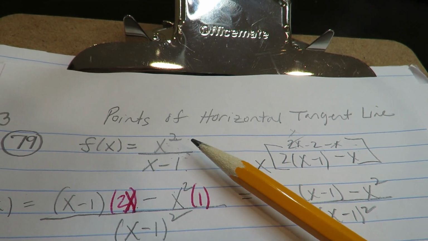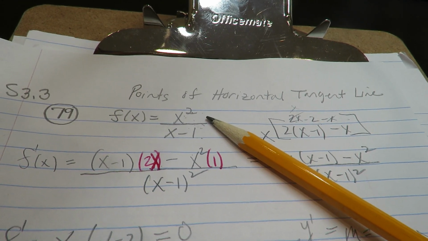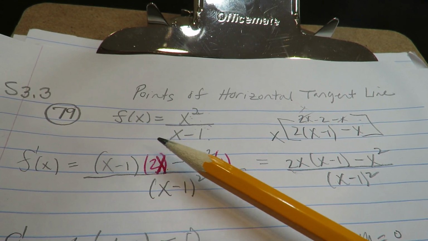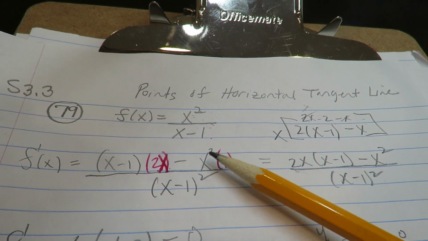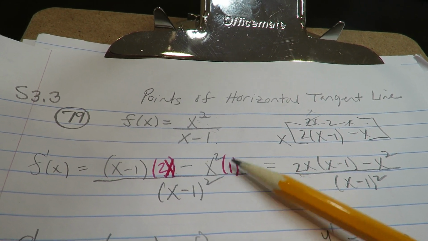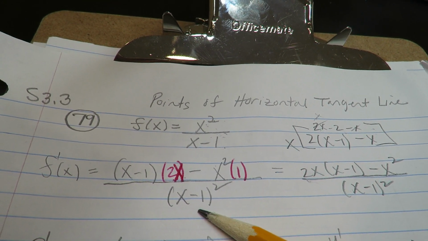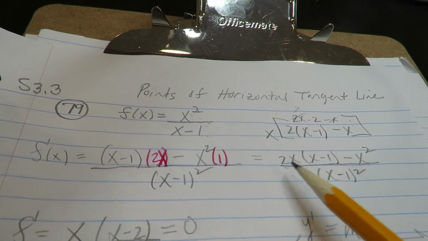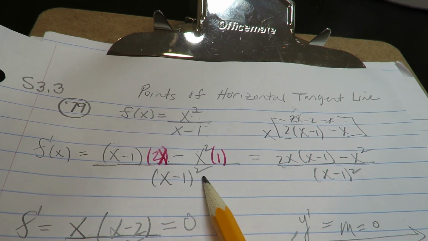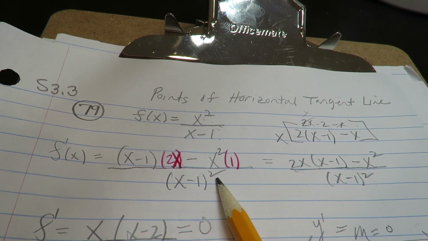So the first thing you want to do is take the quotient rule. So the denominator times the derivative of the numerator minus the numerator times the derivative of the denominator over the denominator squared. So this is the derivative. It's done. Now we're just going to simplify it.